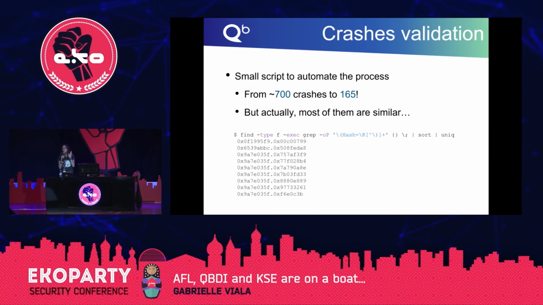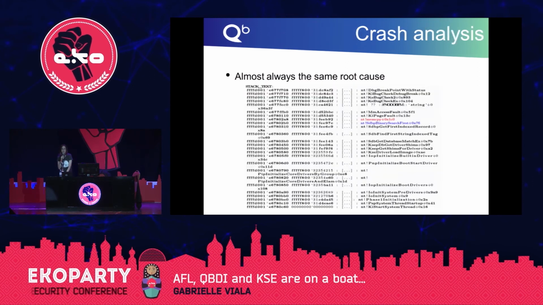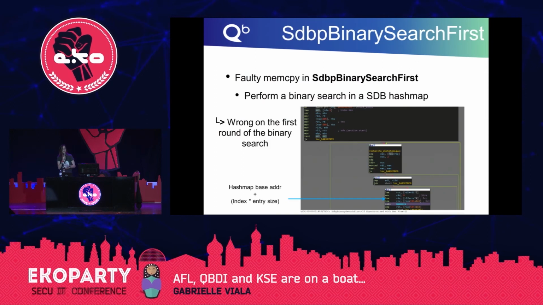So, sorry, it was French. Except that almost all the crashes are similar if you triage them with the hashes. And in fact, most of them have almost the same root cause. And I will try to explain one root cause. In fact, the bug I found was because of a faulty memcopy in a function named SDBP binary search first. This function is used to perform a binary search on a SDB hash map. Remember the first section of the SDB.